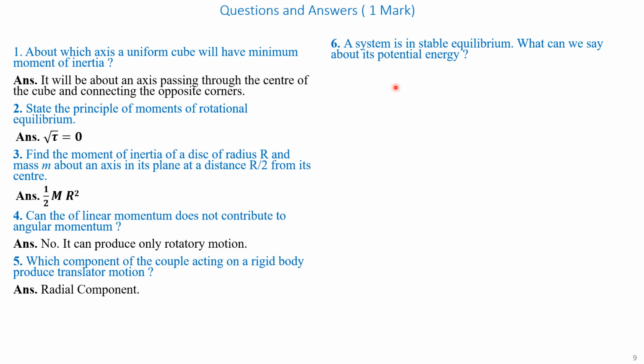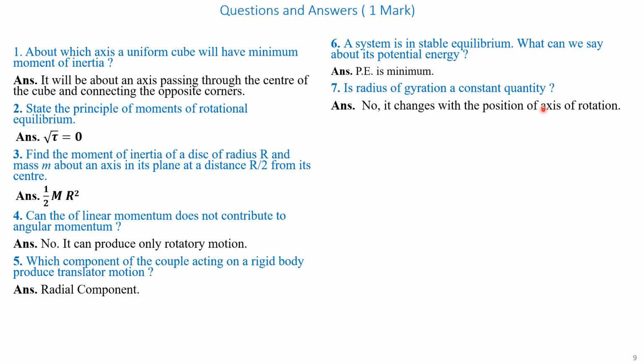Question number 6. A system is in equilibrium. What can we say about its potential energy? Answer. The potential energy is minimum when the system is in stable equilibrium. Question number 7. Is radius of gyration a constant quantity? Answer. No, it changes with the position of the axis of rotation. This we have given clearly in the table of this video.